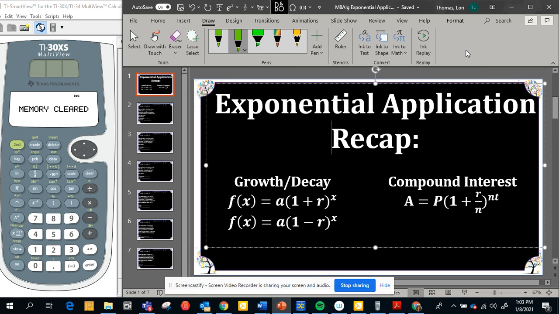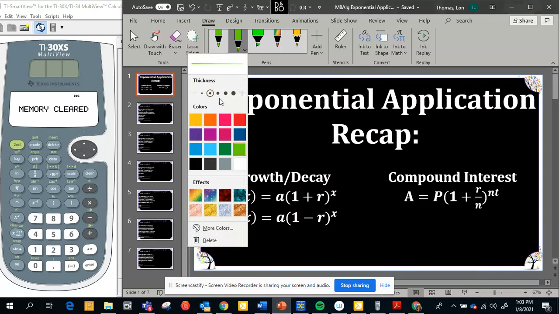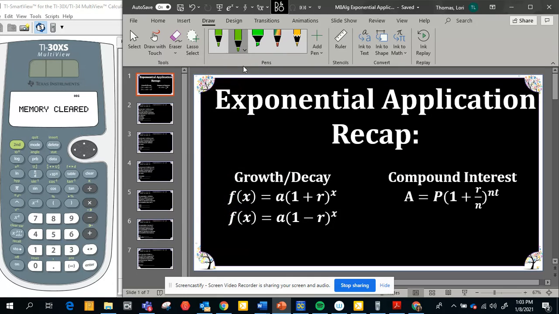Okay, guys, for the purpose of this lesson, I want to accomplish two things. One, I want to review and recap exponential application problems, as well as remind you how to use the multi-view calculator. So let's talk about the two different types of application problems we have with exponential. So we have the growth and decay word problems, and we have compound interest word problems.